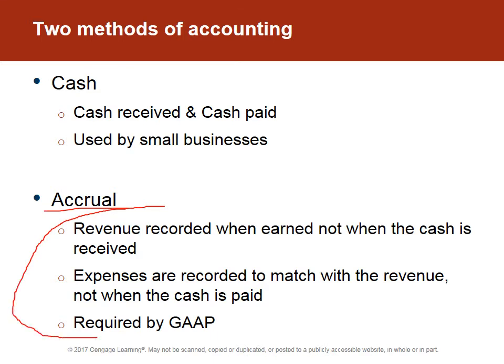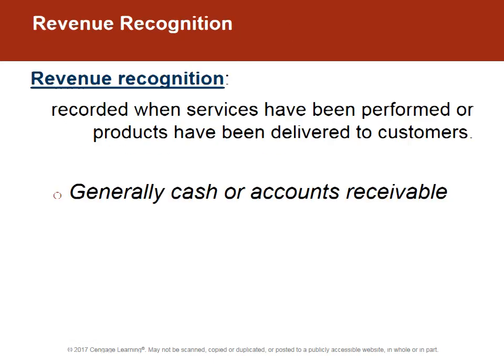Under the accrual method, these are our rules. Revenue is recorded when earned, and expenses are recorded according to that matching principle we learned about in Chapter 3. Expenses are recorded whenever they are matching with the revenue, not when the cash is paid out. So some books actually will say revenue is recorded. So let's talk about the principles of revenue recognition. It's very basic for our introductory course. You record revenues when the services have been done or products delivered.